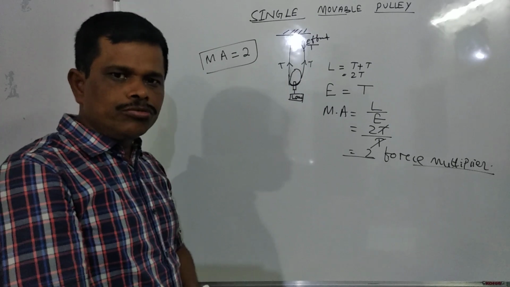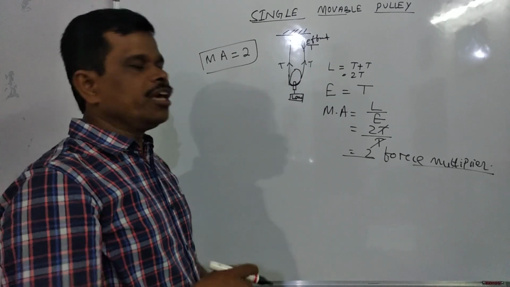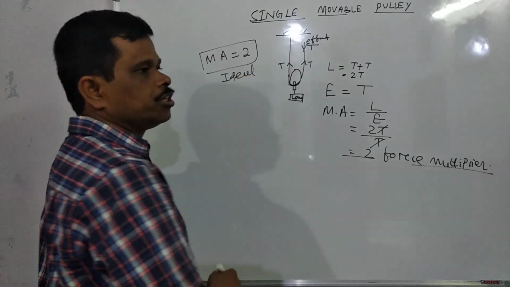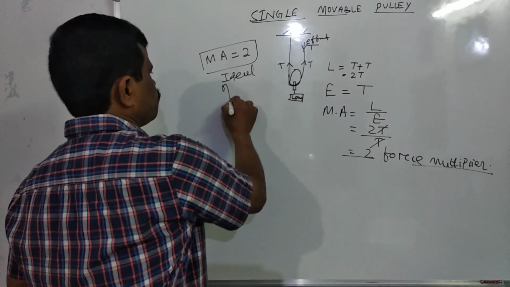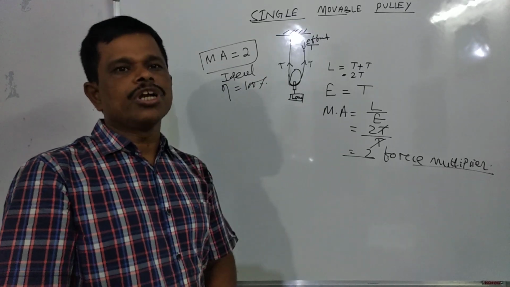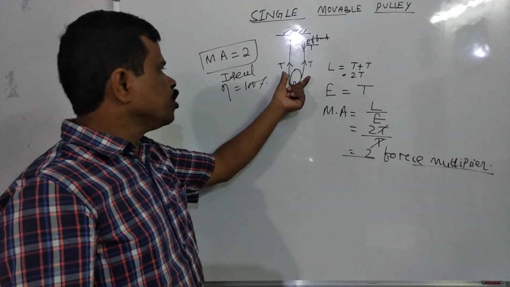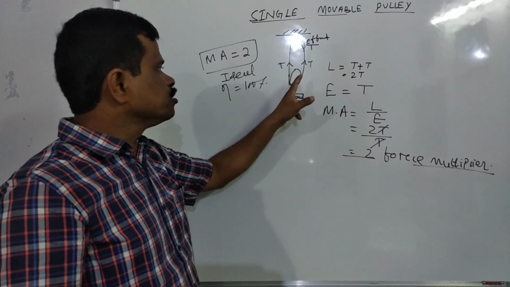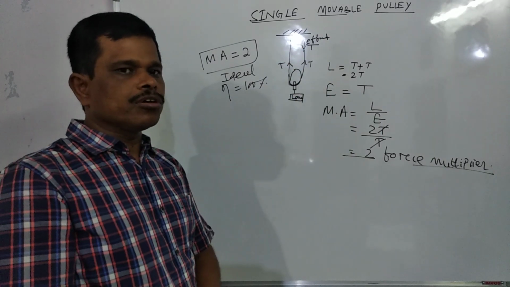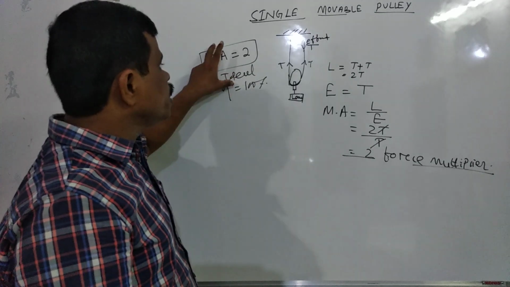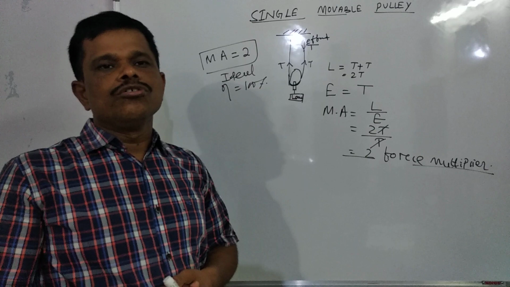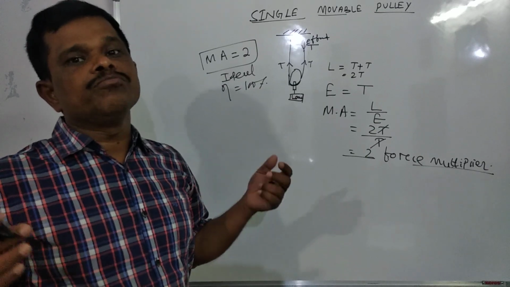Is it always 2? No. Only in an ideal situation, an ideal machine, it is 2. Our efficiency is equal to 100%. But it is not possible due to the weight of the pulley and the friction between the string and the pulley. So then, how will we calculate the mechanical advantage? Before going to that, we have to discuss what is velocity ratio.